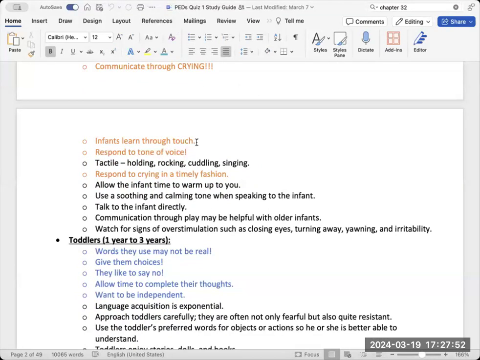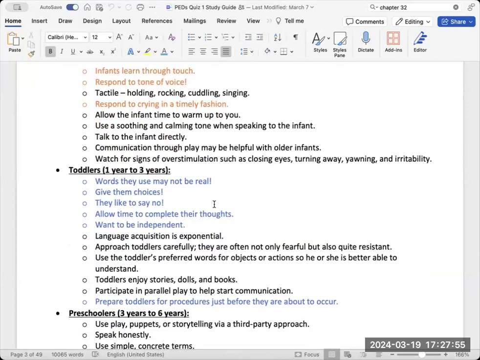And we also want to watch for signs of overstimulation. So if a baby's closing their eyes a lot, they're turning away, they're yawning, they're irritable, that means they're overstimulated.